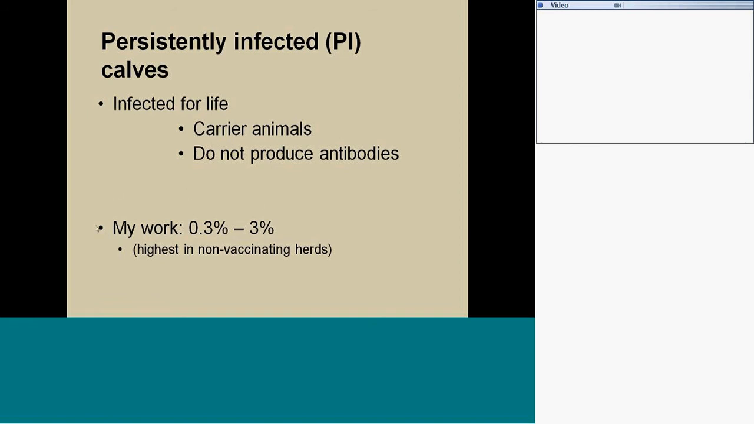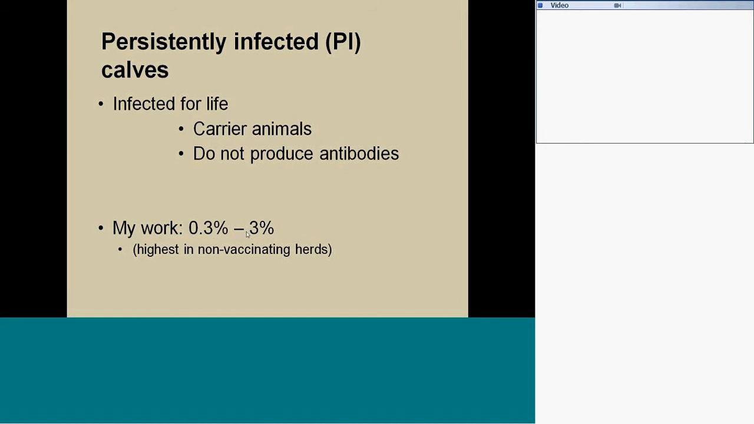And I think we mentioned this figure last time, but what we found in a number of herds we worked with in Somerset on a BVD study that I was involved with was that the number of PIs in an infected herd ranged from 0.3% of the herd up to 3% in the most heavily infected herds we were looking at.